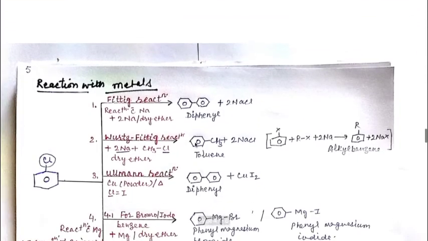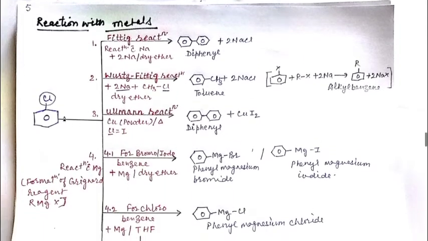Next category is reaction with metals. When aryl halides treated with sodium in presence of dry ether, then two phenyl rings joined with each other, we get diphenyl and 2 NaCl is removed. Okay, it is called as Fittig reaction.